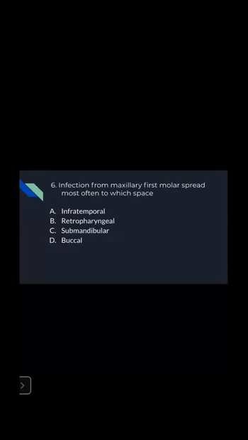Question 6. Infection from maxillary first molar spreads most often to which space? A. Infratemporal, B. Retropharyngeal, C. Submandibular, and D. Buccal. Infratemporal and retropharyngeal are secondarily infected spaces, and submandibular and buccal spaces are primary spaces. But buccal space is nearer to the maxillary first molar, hence it will most often get infected. So answer is D, buccal.